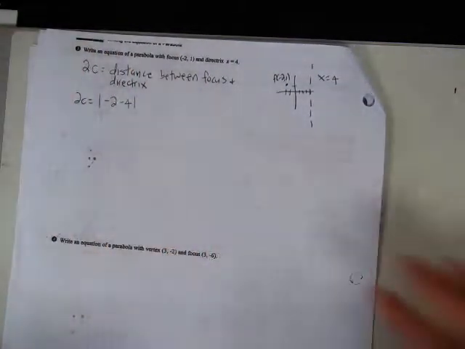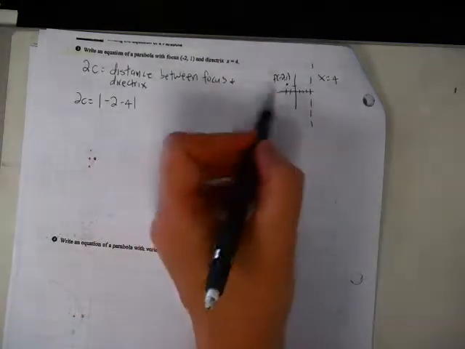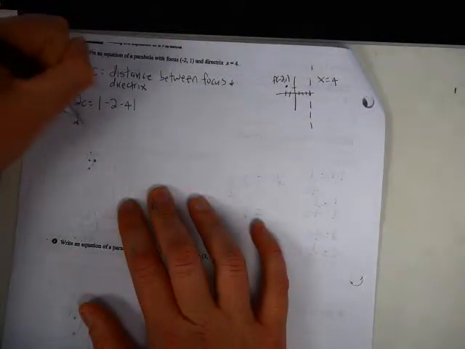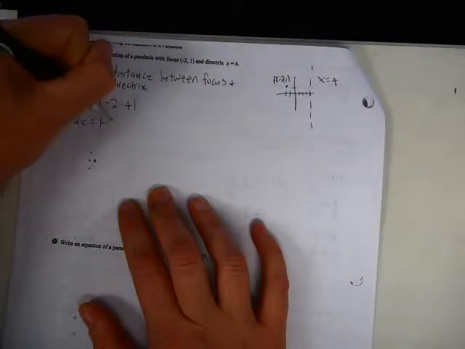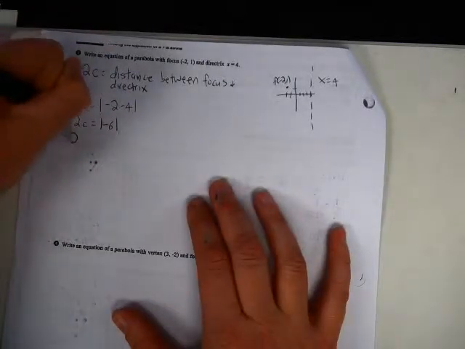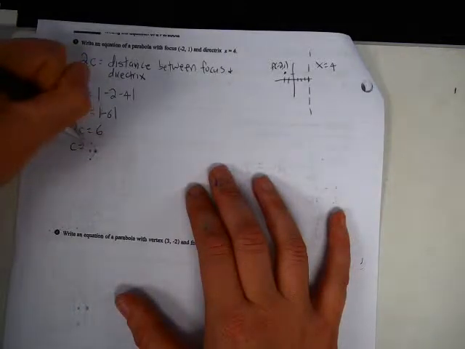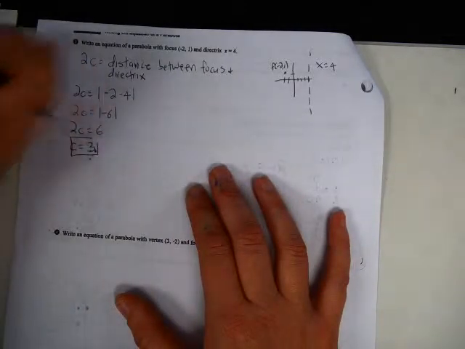And if you wanted to, you could also just count tick marks. 1, 2, 3, 4, 5, 6. But let's compute the distance so we know how. 2c equals the absolute value of -6, which is 6. c equals 3.